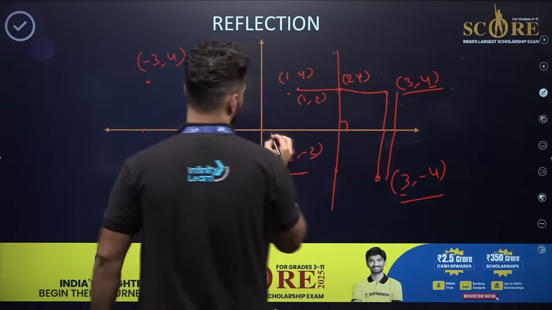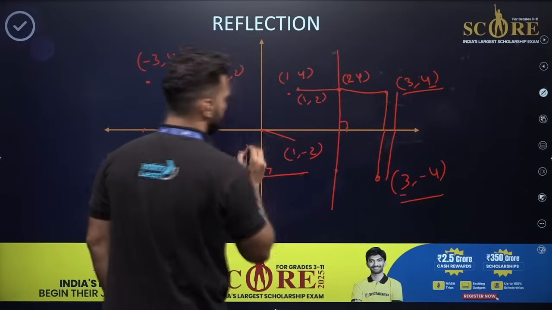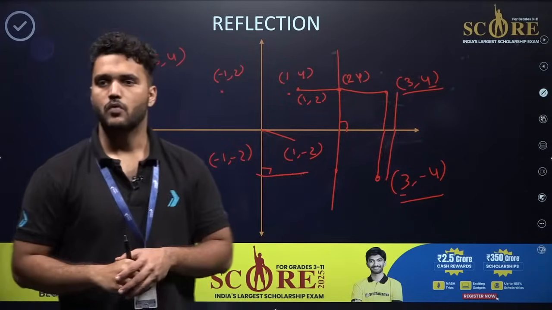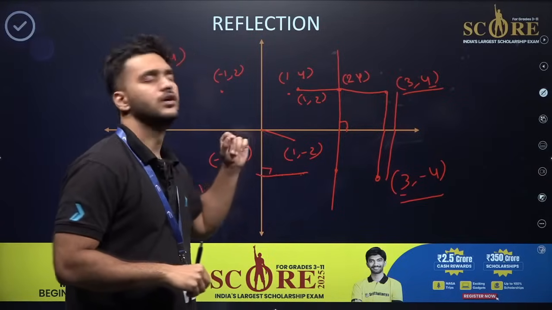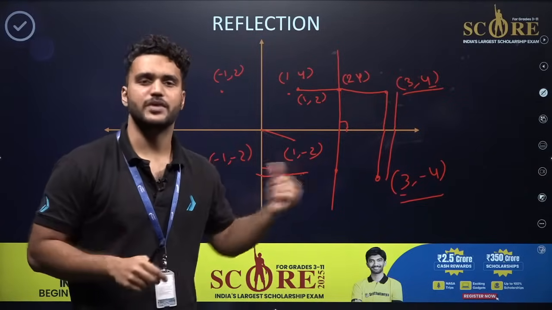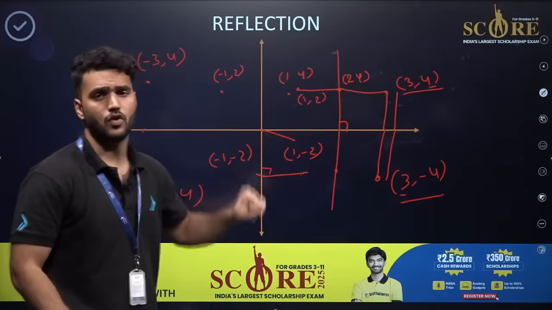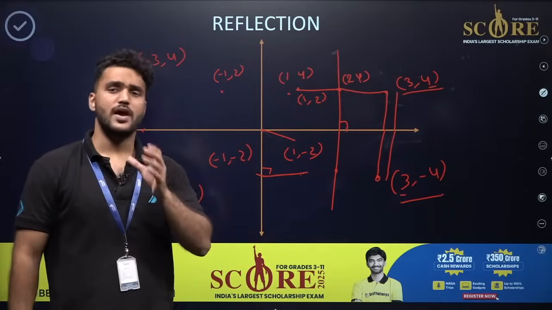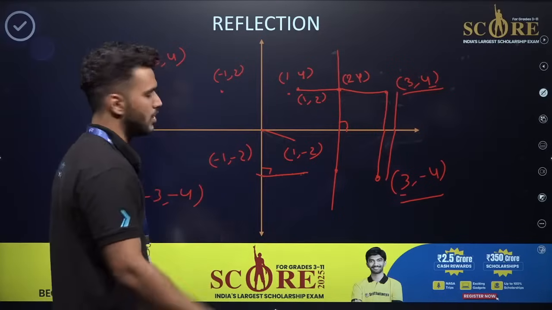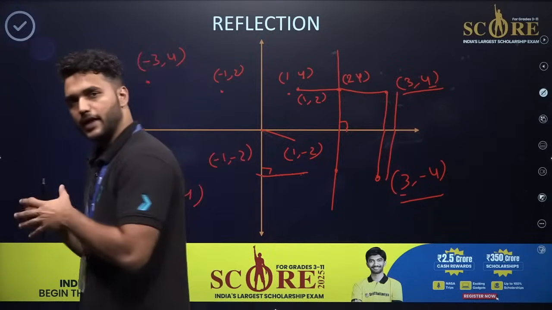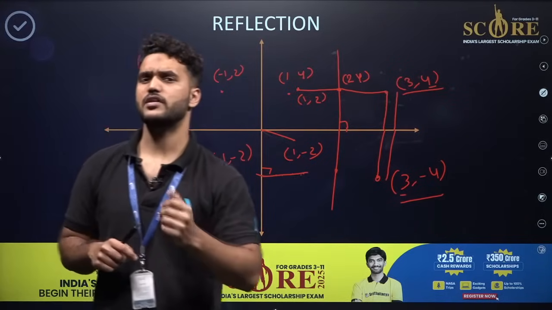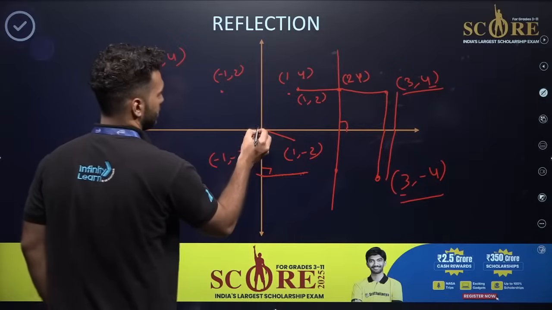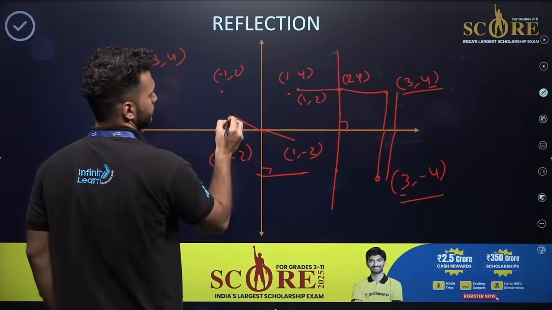If someone is looking at you, let's say this point, where will he find your image? Let's say this man is a mirror, standing on origin 0, 0. Where will he find your image when he turns around 180 degrees and sees you again? He will see your image there.